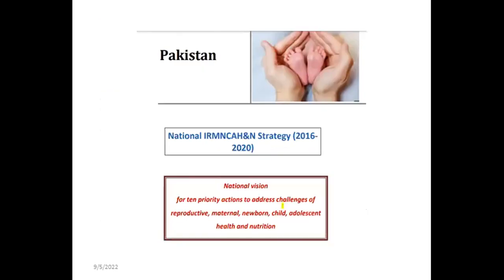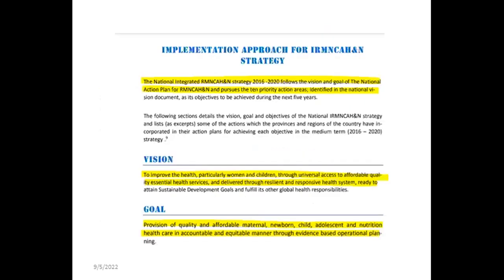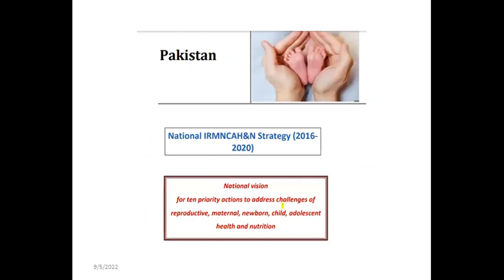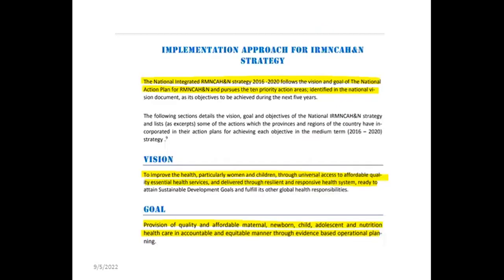Now in Pakistan, there is also the National Reproductive, Maternal, Newborn, Child and Adolescent Health and Nutrition Strategy 2016 to 2020. It includes the implementation approach to address the challenges of reproductive, maternal, newborn, child and adolescent health and nutrition. And it includes 10 priority action areas which are identified in the national document.